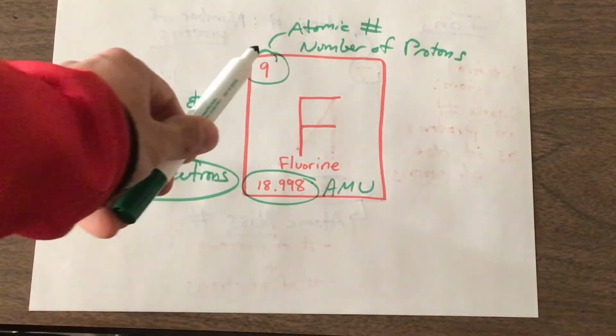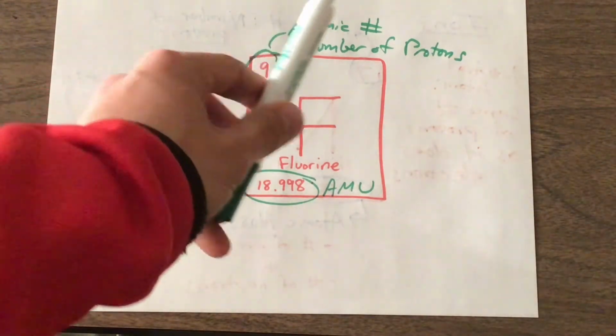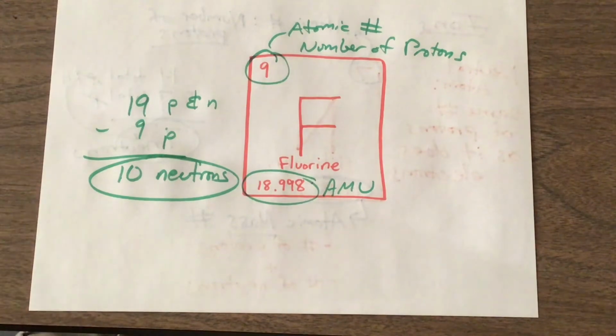Just because you have an atomic number of 9 here, so you have 9 protons, that does not mean you have 9 neutrons. Now in the case of an isotope, you could have 9, but that's a little bit of a different story that we're not going to tackle right now.